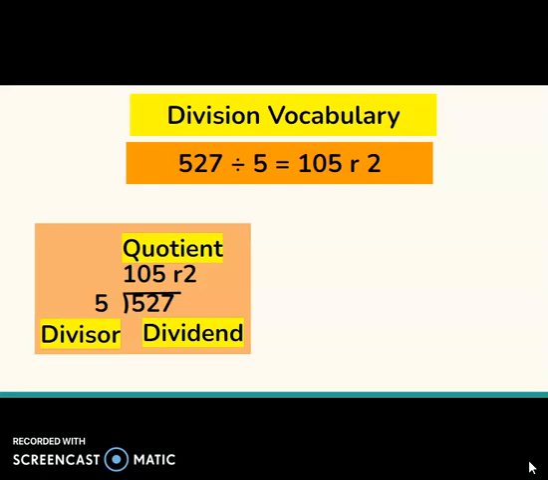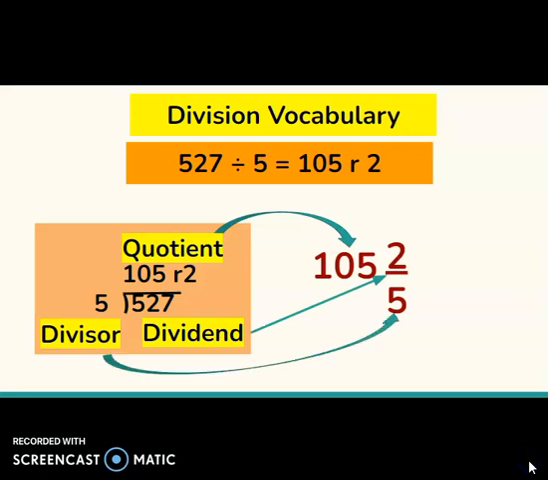So how can we write this division fact as a mixed number? This division fact can be written as 105 whole 2 upon 5. Here you need to remember that your quotient becomes the whole number, your remainder becomes the numerator, and your divisor becomes the denominator.